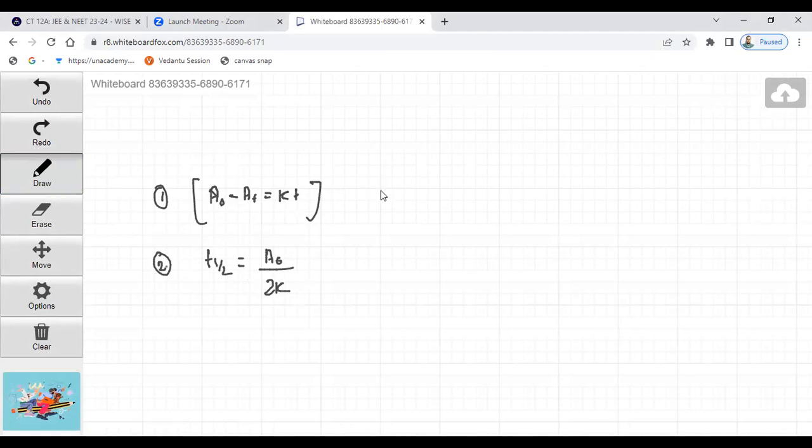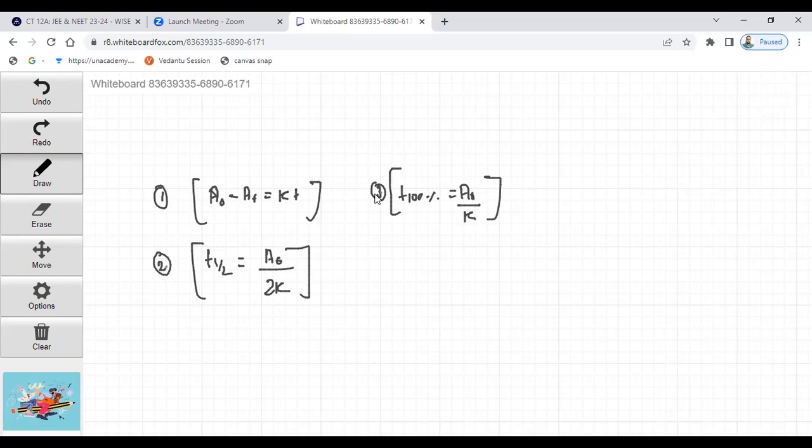Third, the t 100% value. What is the t 100% value? t 100% value will be equal to A naught by K. So we conclude from the three formulas. First, A naught minus At is equal to Kt. Second, t half is equal to A naught by 2K. Third, t 100% is equal to A naught by K.